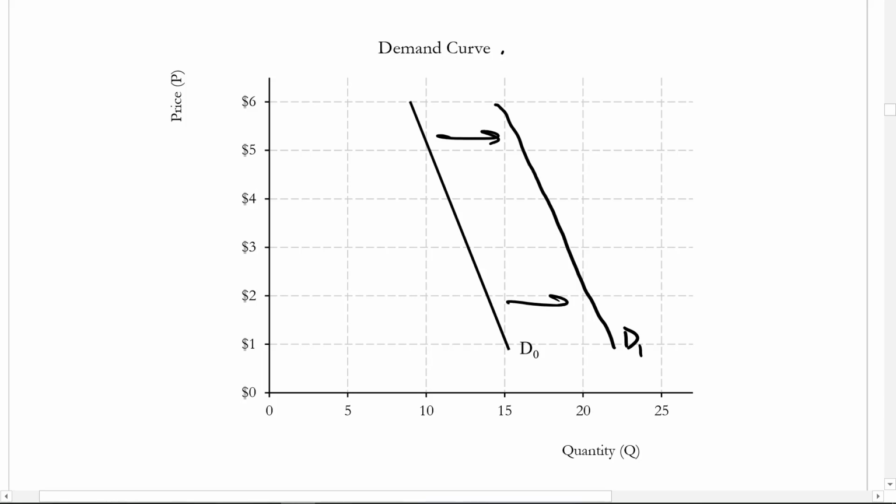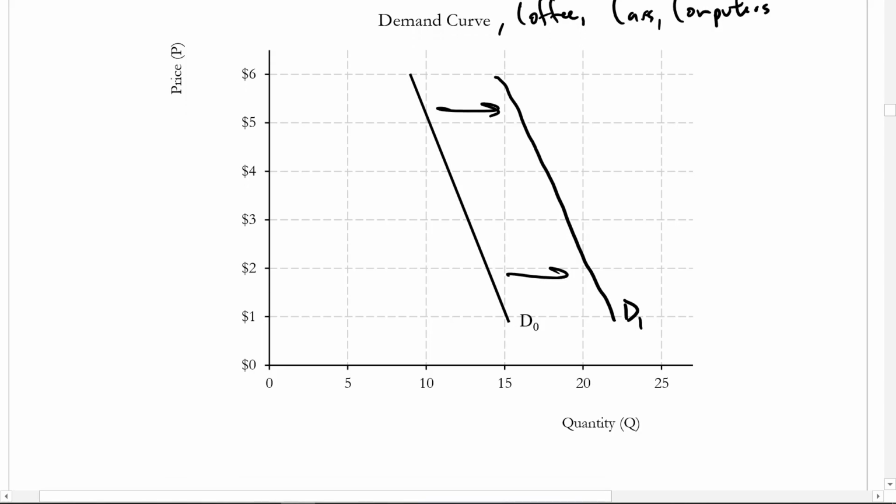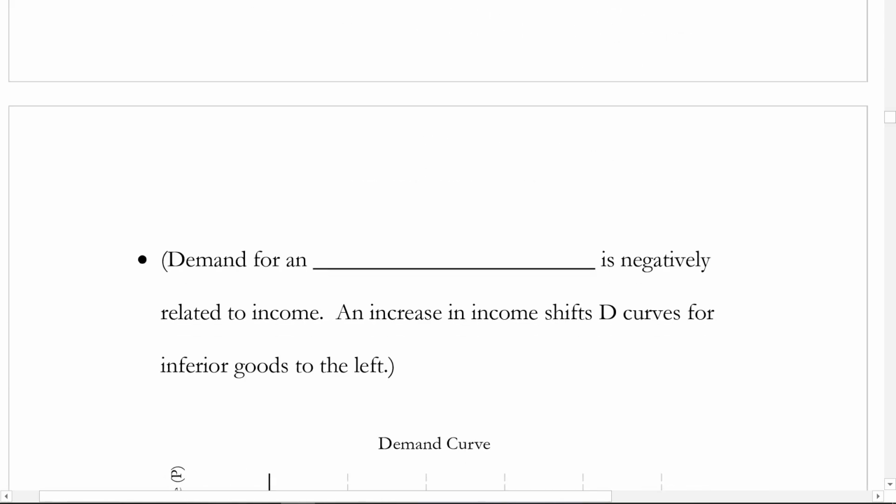That's for normal goods. So again, things like coffee, cars, computers, and so on and so forth. Things that we like to have, and when our incomes go up, more people consume them, and we consume more of them. So a combination of more consumers with higher incomes and more purchases among each individual consumer as their income increases. Okay, that's for normal goods.